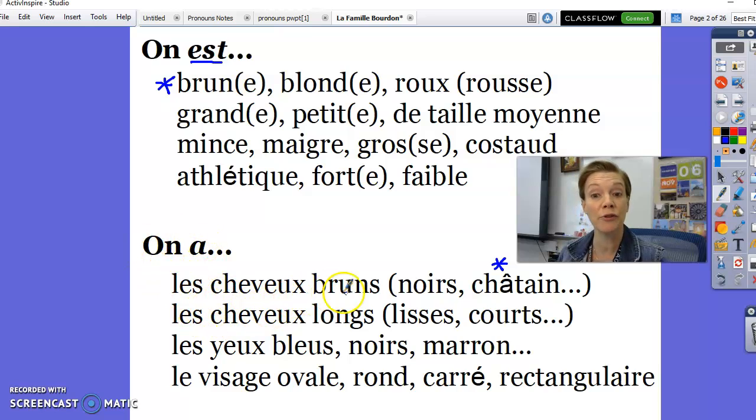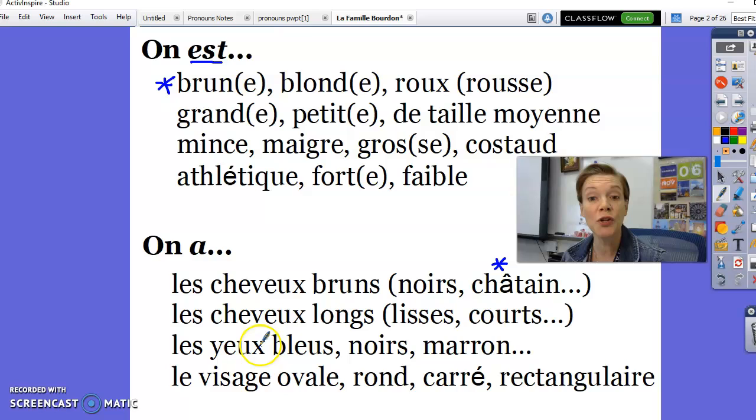On a les cheveux longs. Now we can talk about not just the color of hair, but how long, how short, different textures. Les cheveux longs, les cheveux lisses. Lisse means smooth or straight. Les cheveux courts, that means short. Comme moi, j'ai les cheveux courts. Also, if you're looking in your textbook, there are a few other ways to describe hair. Les cheveux frisés. It looks like frizzy. It just means curly. Les cheveux bouclés. Bouclé is wavy or also curly. So keep looking at those. You can describe people's hair very specifically now.